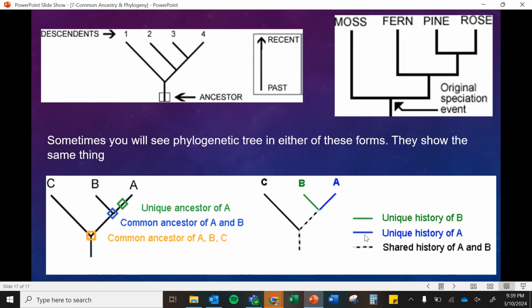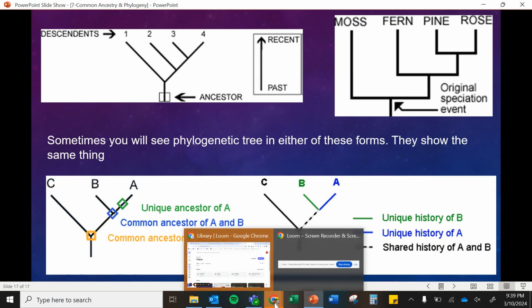Okay, in class, we're going to look at several examples of these and interpret them, but I wanted you to get an idea of the basics before we started class. But anyway, I hope that was a good overview of phylogeny or phylogenetics and common ancestors.